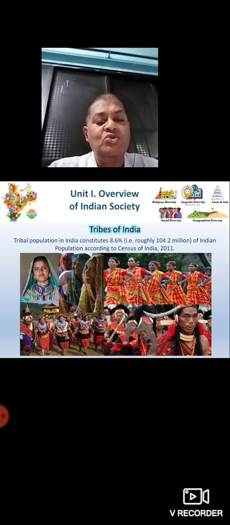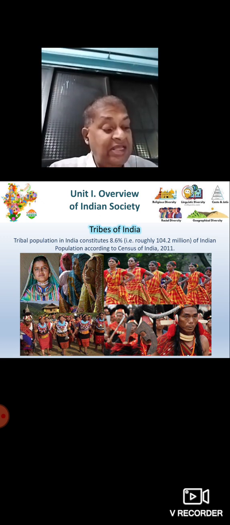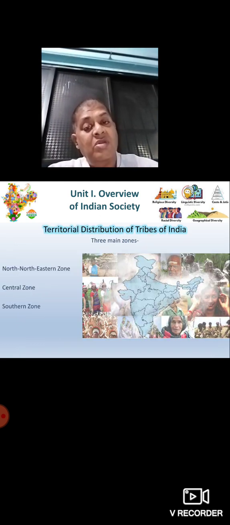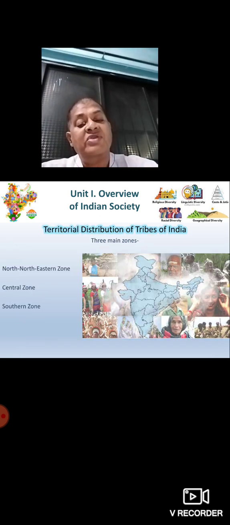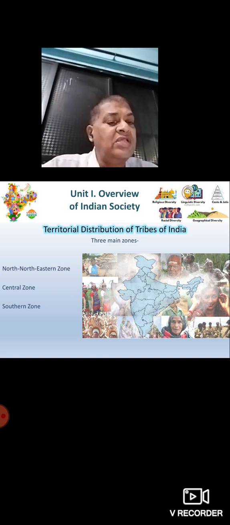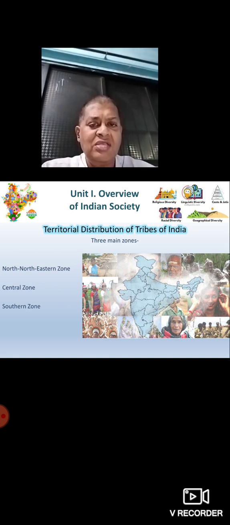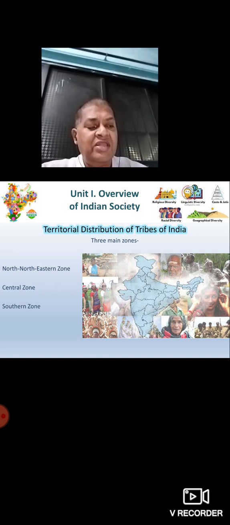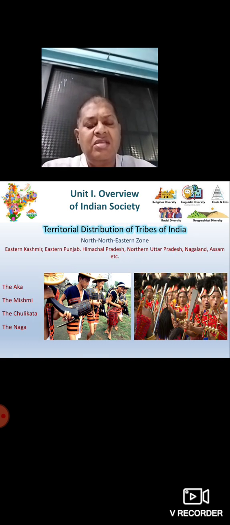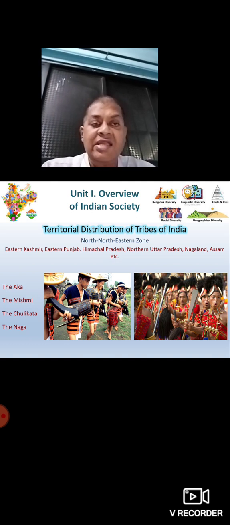Now, the pictures may show a very rosy scene, but that may not really be so. What is the territorial distribution of the tribes of India? Let us have a look. The three main zones are considered: the northeastern zone, and the central zone, say around Madhya Pradesh, and the southern zone, the Dravidian areas. Let's have a look at them individually. The northeastern zone comprises the states of Eastern Kashmir, Eastern Punjab, Himachal Pradesh, Northern Uttar Pradesh, Nagaland, Assam, and the other seven sisters: Manipur, Mizoram, etc., Arunachal Pradesh.